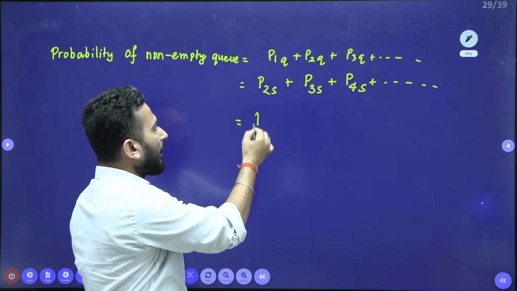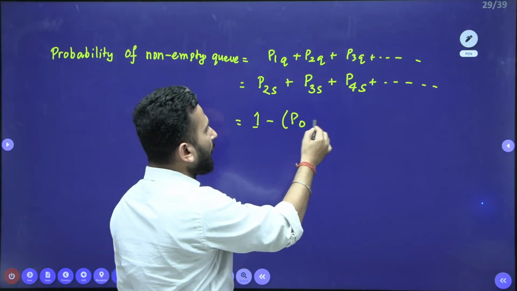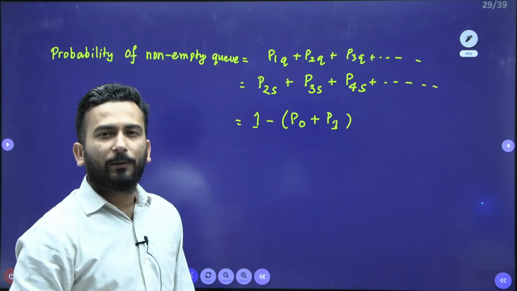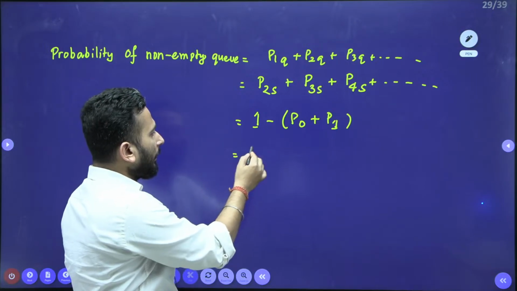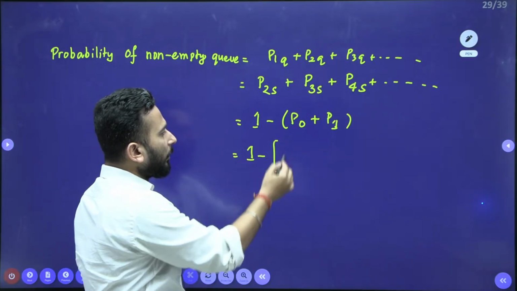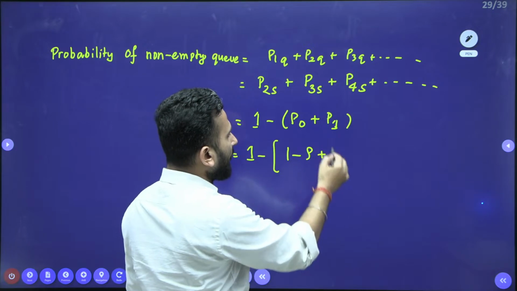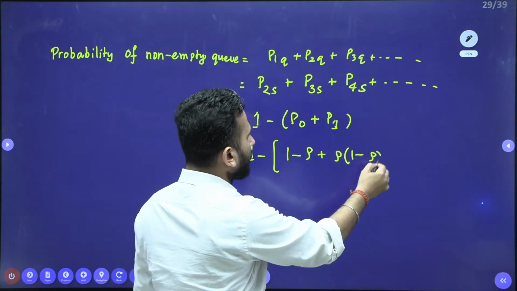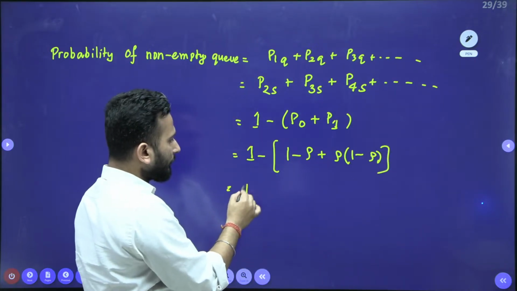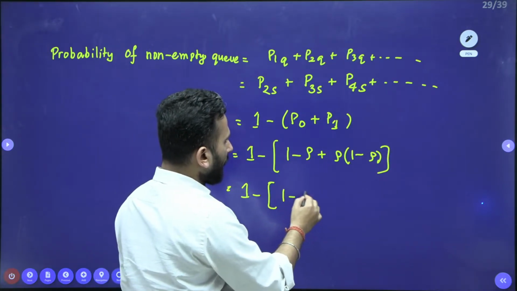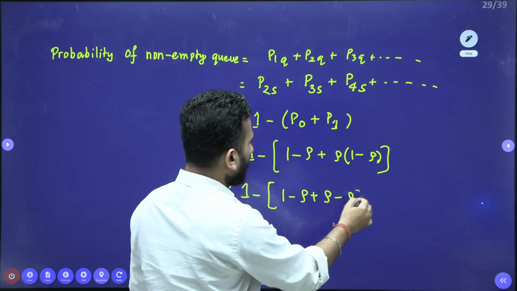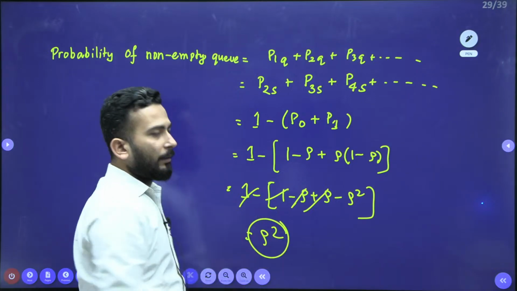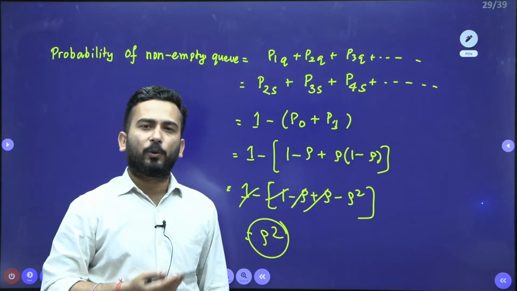This thing I can write as: 1 minus probability of 0 in system plus probability of 1 in system, and subtract it from 1. 1 minus P naught is what? 1 minus (1 minus rho plus P1), where P1 is rho into P naught. So 1 minus rho. Yes or no? Rho square is your answer.